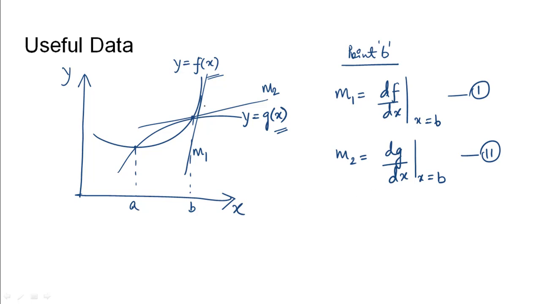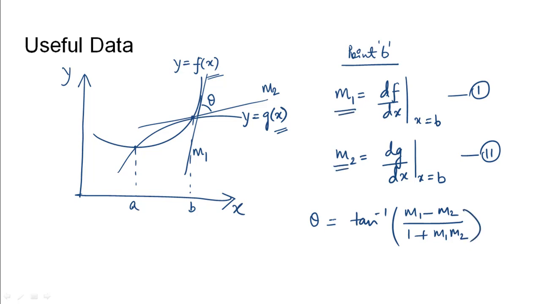Next, we need to find the angle between these two tangents, or the same analogy holds for the angle between the two curves. The theta would be given as tan inverse of the difference of the two slopes divided by 1 plus product of the two slopes. So once we know the slopes, we can compute the angle between the two curves.